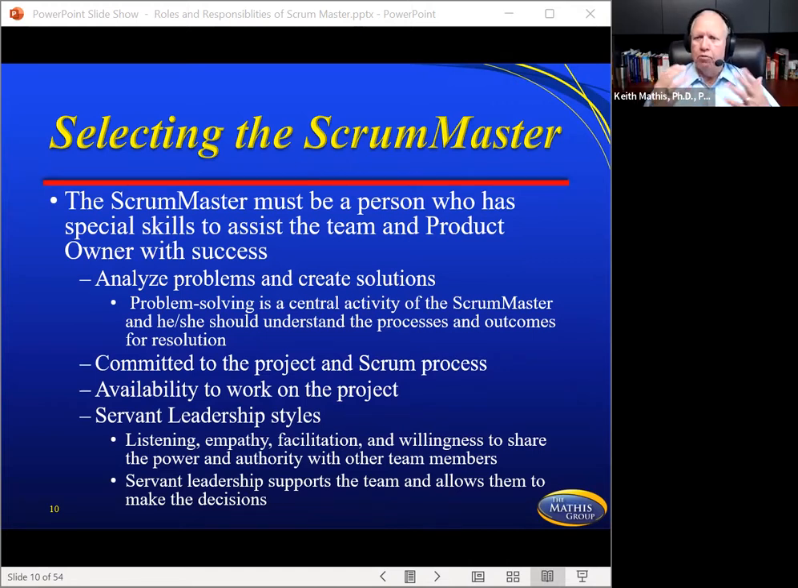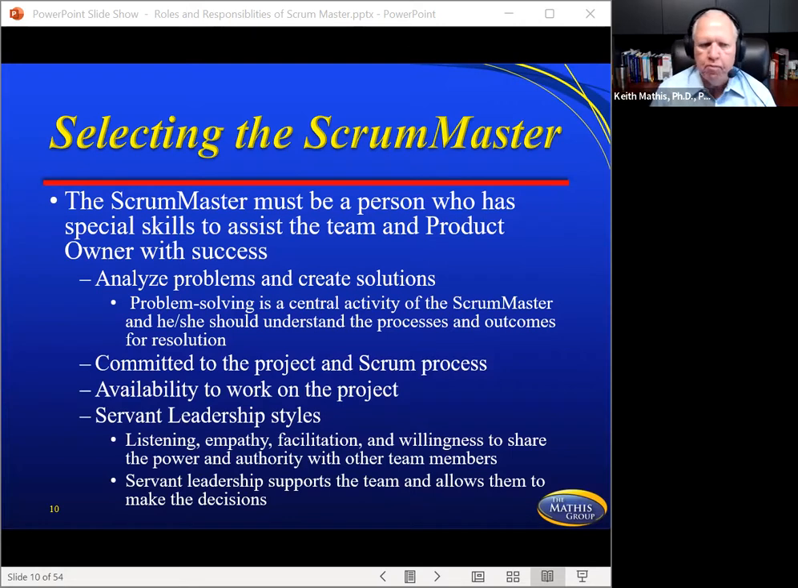And it's really hard to be able to make that shift. So you have to have some special skills to assist the team and the product owner, and at the same time, not bog them down and not squash their power, their excitement, their enthusiasm. Analyzing the problem, creating solutions, problem solving is a central activity that the Scrum Master is going to be in, because you're asking questions, you're making suggestions to them. It's that coaching and mentoring role. And also committed to the project and the Scrum process, you're trying to make sure we do those things right.